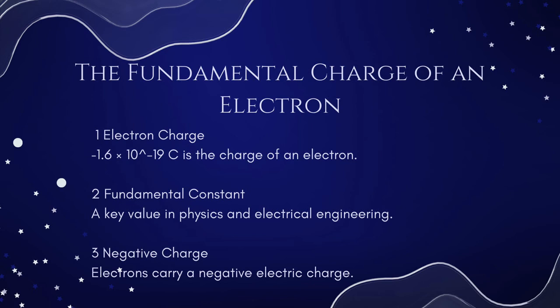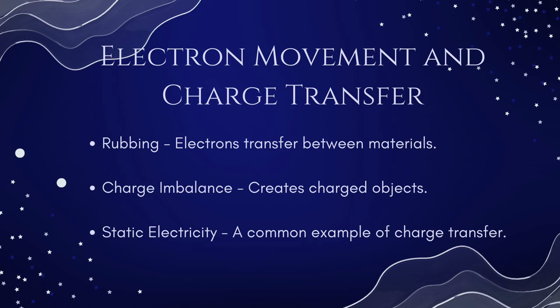Next is electron movement or charge transfer. Number 1 is rubbing. Rubbing two materials together can cause electrons to move from one surface to another, leading to static electricity. For example, rubbing a balloon on your hair transfers electrons, giving the balloon a negative charge and your hair a positive charge.